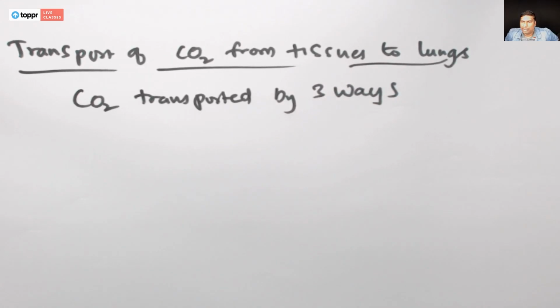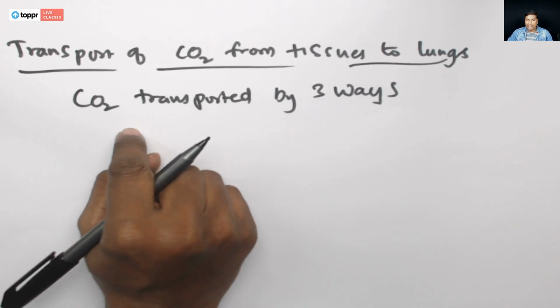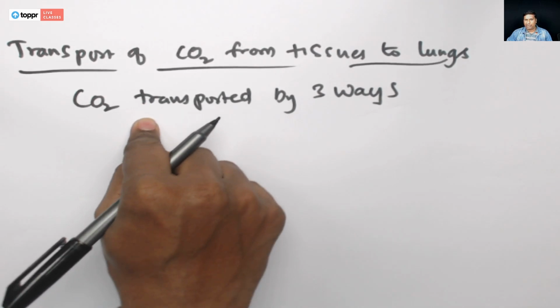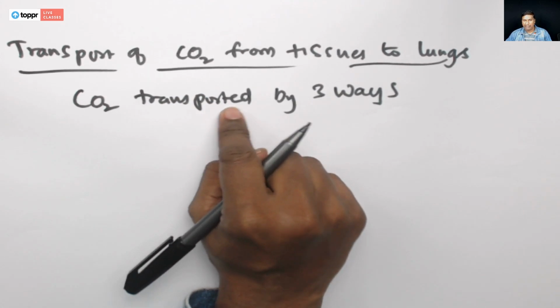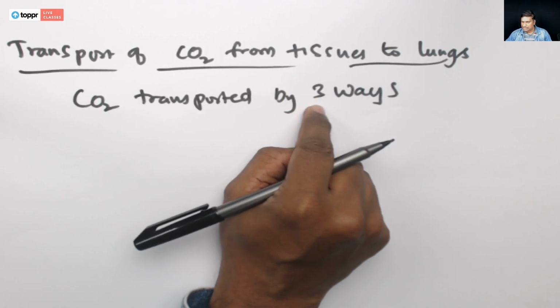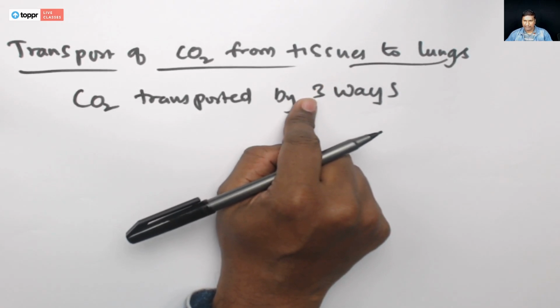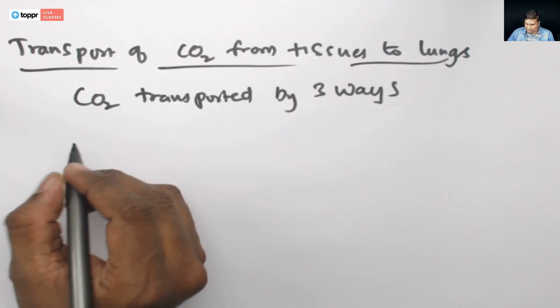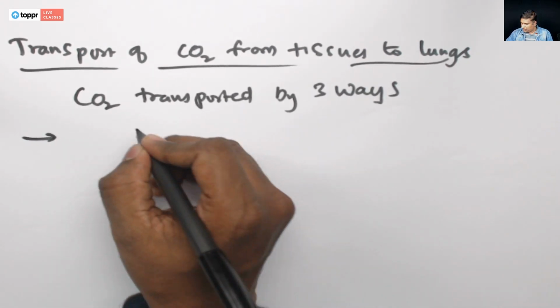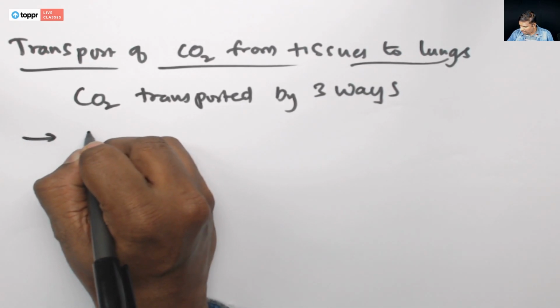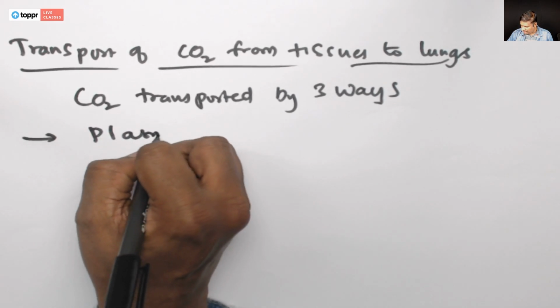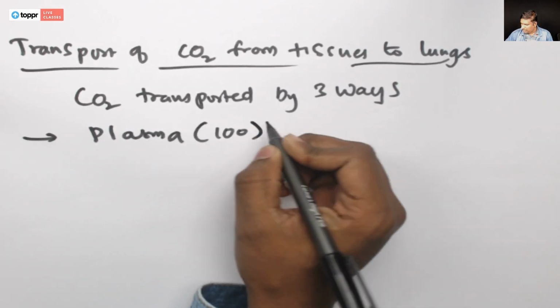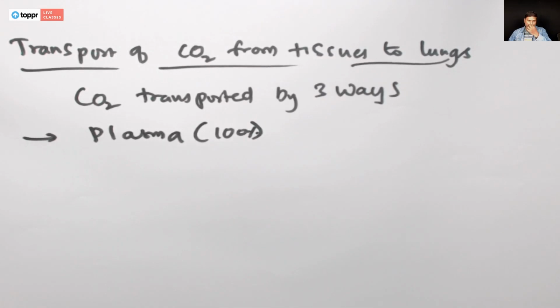Unlike oxygen, which majorly gets transported with the help of hemoglobin present in the RBC, carbon dioxide is not transported by one particular method or means. It is transported in 3 different ways. Now what are these 3 ways? Whatever carbon dioxide is being released into the plasma, we have 100% of the carbon dioxide in the plasma.